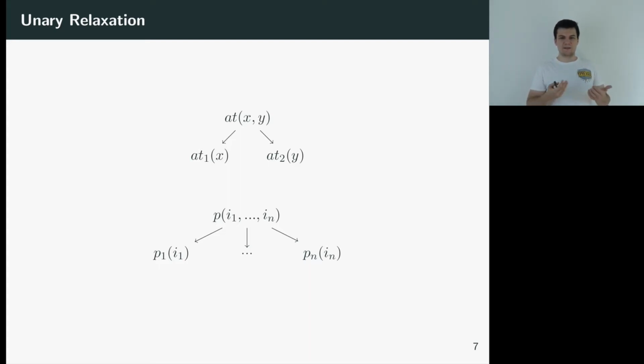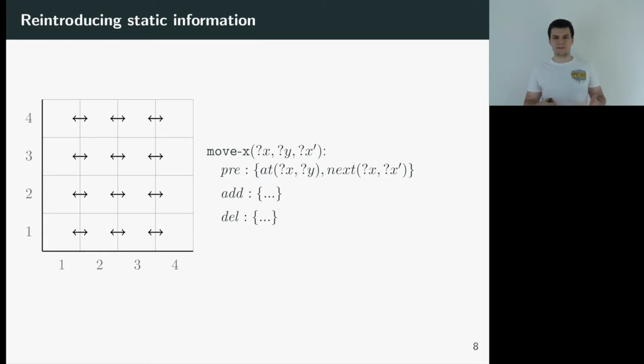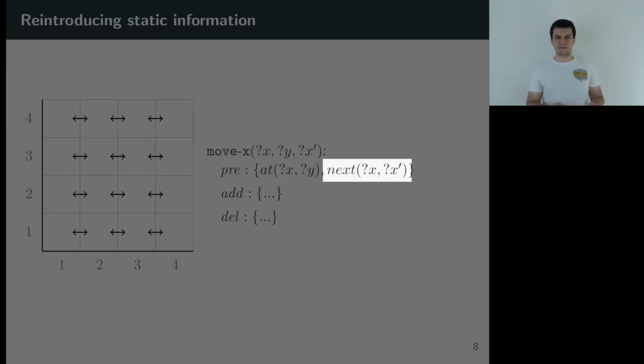And then we obtain the unary task by replacing all atoms in the task with these unary ones. So let's see in an example how this would work on the moveX action. Or more particularly, we are more interested in just this atom next x x', which says that when we move from an x coordinate x to some x coordinate x', they have to be next to each other.